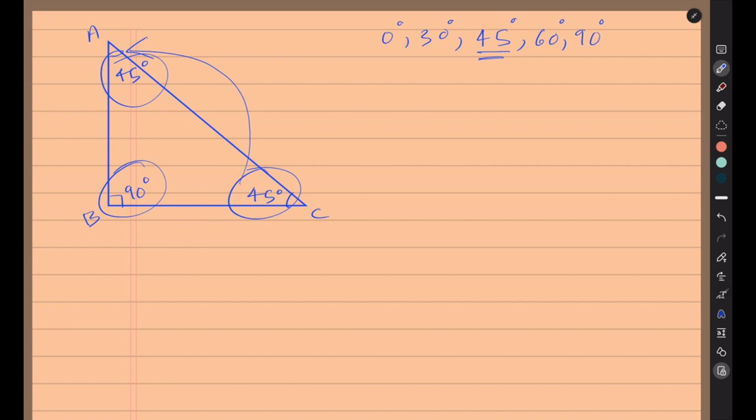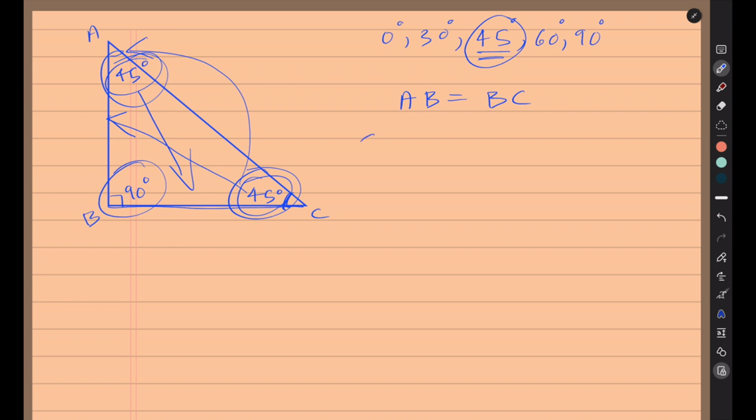But there is one very important fact here. In geometry, you might have read that when two angles are the same, then the two sides opposite them will also be the same. So BC is in front of this angle and AB is in front of this angle, and both of them are 45 degree. So AB is equal to BC if we are dealing with a 45 degree angle.